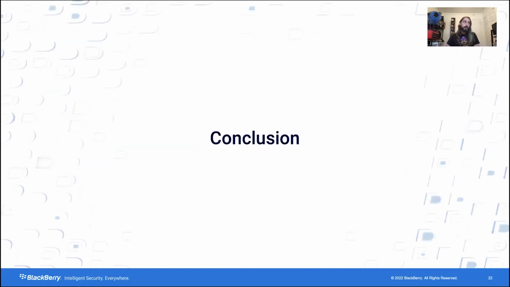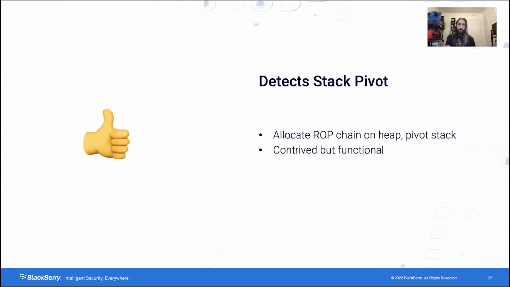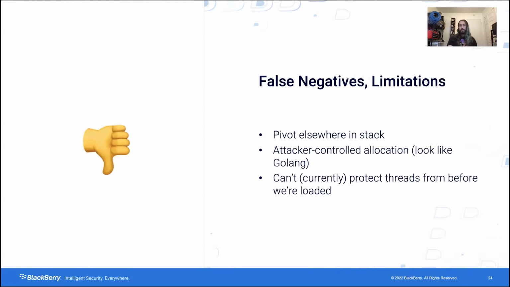So my final thoughts from this are that this can detect stack pivots. We did test this very early. Our test program just allocates a ROP chain on the heap, pivots the stack to it, and exploits itself, which is contrived, but it makes sure we can tell the difference between the stack and not the stack. Some false negatives. The one false negative this approach can't get around is that if an attacker pivots elsewhere in the stack, this isn't granular enough to detect that. You would need a different approach.